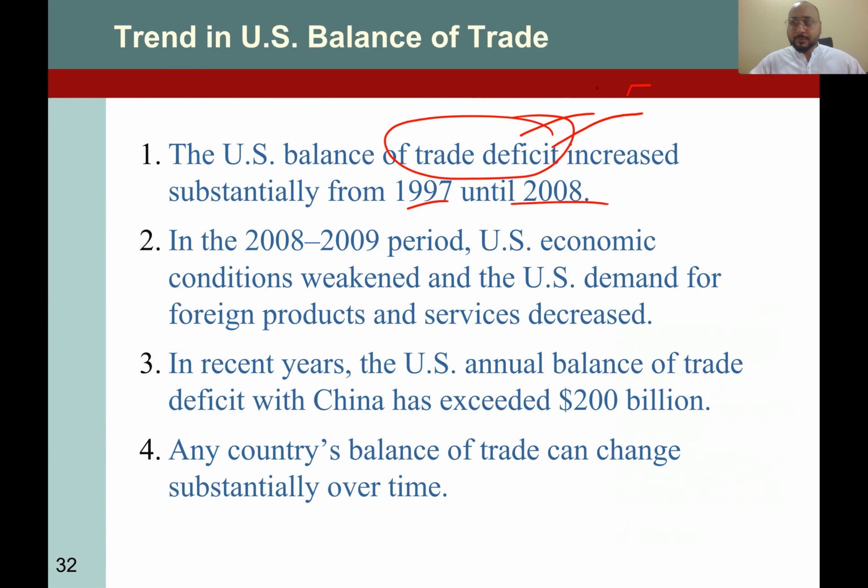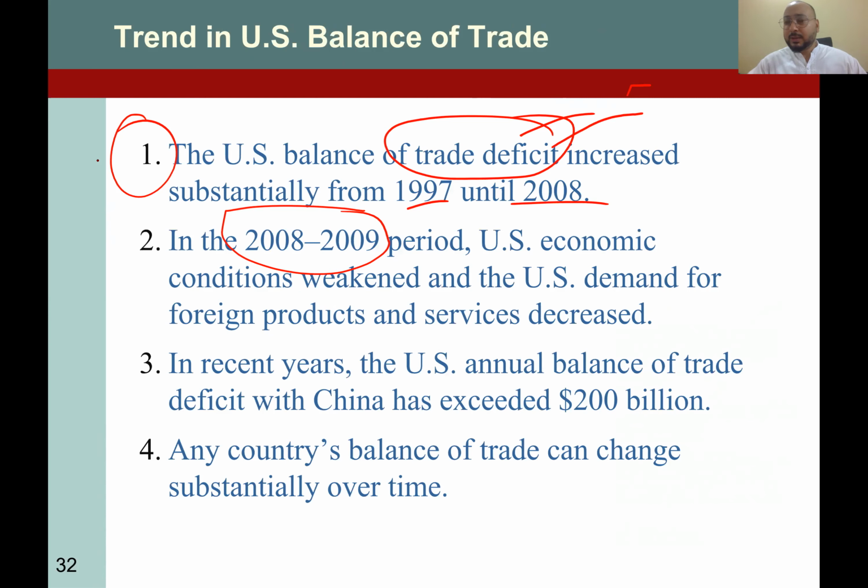In the absence of any information, we talked about that the trade deficit is bad for a developed country, but good for a developing country, right? So let's talk about this. In 2008 and 9, what happened here? Why is the deficit substantially increasing?